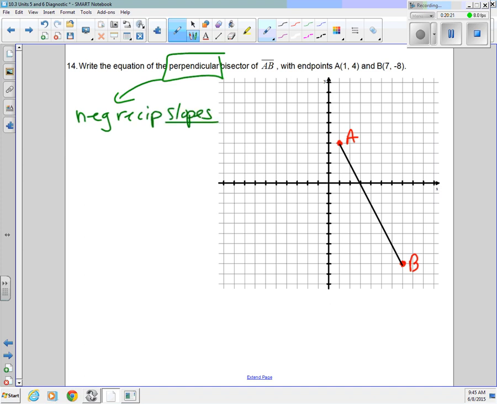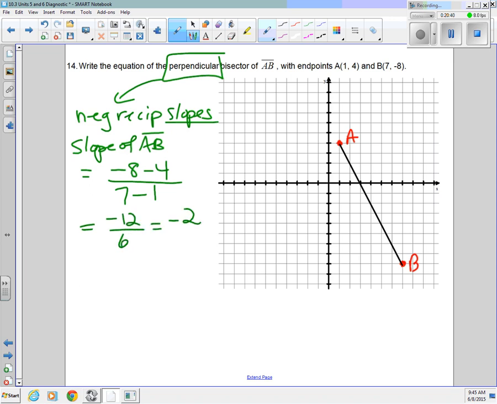So first thing I have to do is find the slope of AB. The slope of AB would be y2 minus y1, so that's negative 8 minus 4 over x2 minus x1, which is 7 minus 1. So I get negative 8 minus 4 is negative 12 over 6, which is negative 2. That's the slope of the original line. The slope of a perpendicular line, which I'm saying is m with a little perpendicular symbol, is the negative reciprocal of that slope. The current slope is negative 2 over 1, so the negative reciprocal is negative 1 over 2. Okay, that takes care of the perpendicularness.